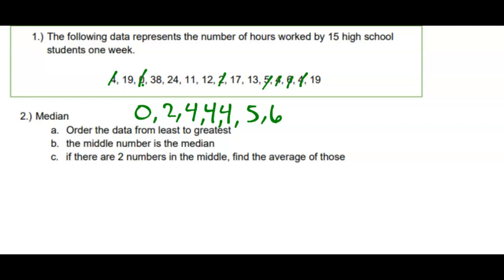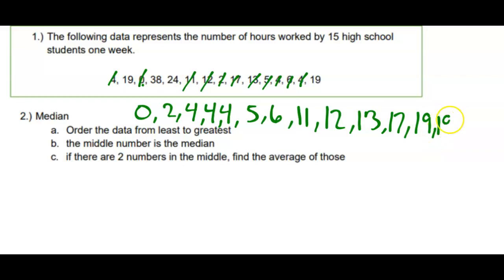I'm at 6, so what's the next highest number? 11. Cross that off, and then there's a 12. Okay, is there a 13? Yep. Is there a 14? No. 15, no. 16, no. 17, yep. 18, no, but there's 2 19s. Okay, I'm going to run out of room. 24 and 38, so we have just enough room here. Okay, so now that I have them ordered least to greatest, now I need to find the middle number.